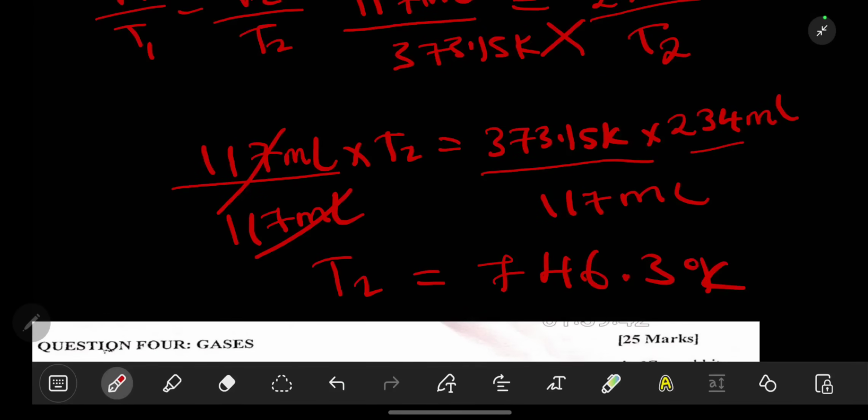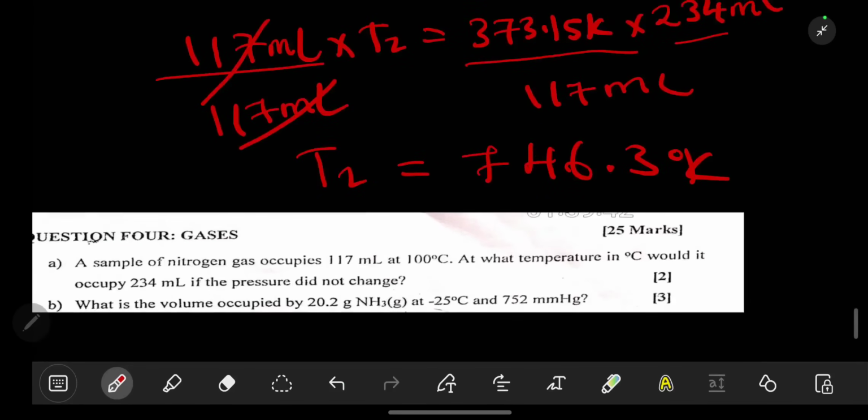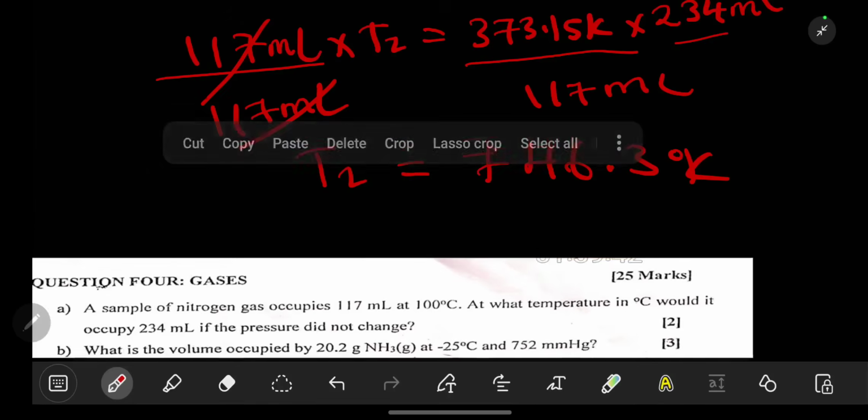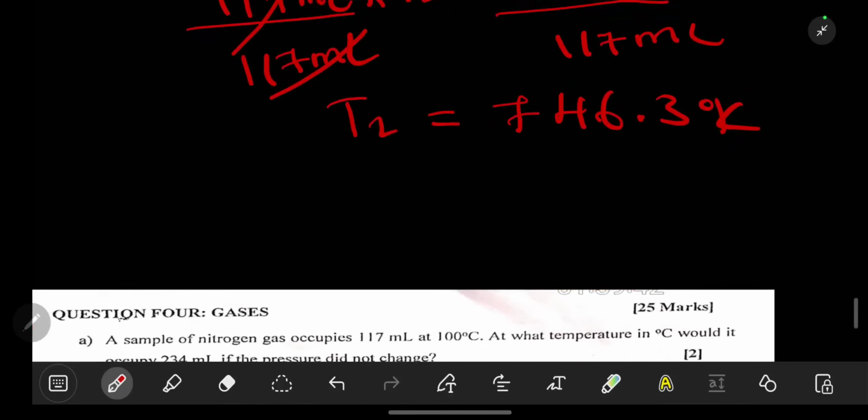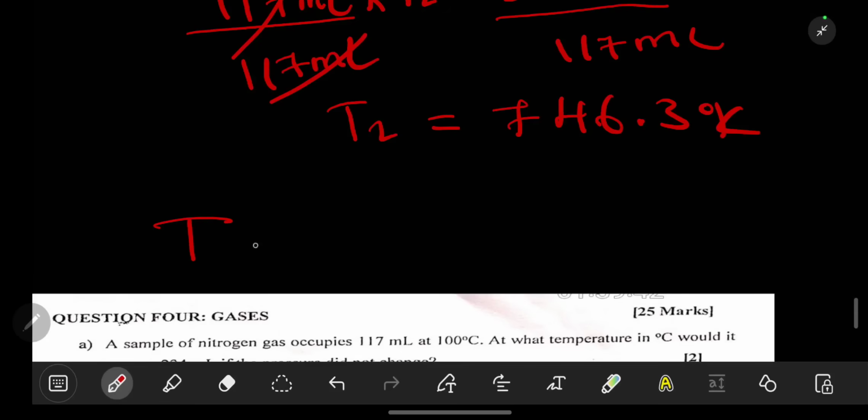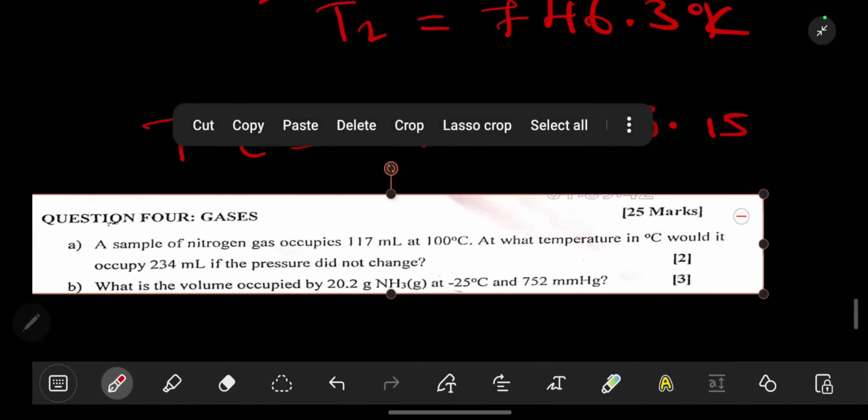kelvins. So the temperature will give you in kelvins, but they want the temperature in degrees Celsius. So this temperature in degrees Celsius, we know to say it's temperature in kelvins. Remember, when you're moving from K to that, you have to subtract because of the alphabet. You can think of it like that. So we are going to subtract.